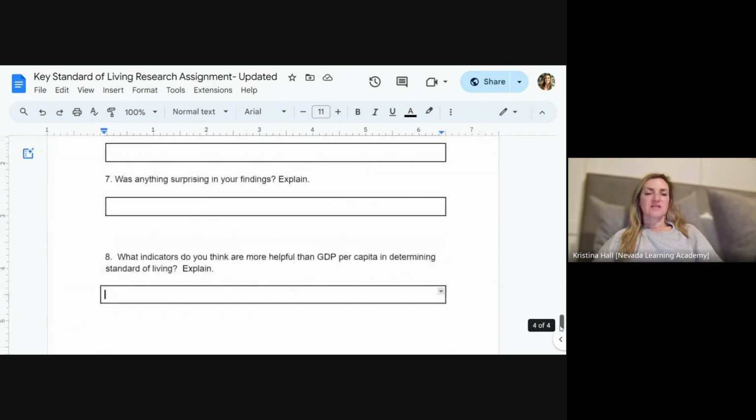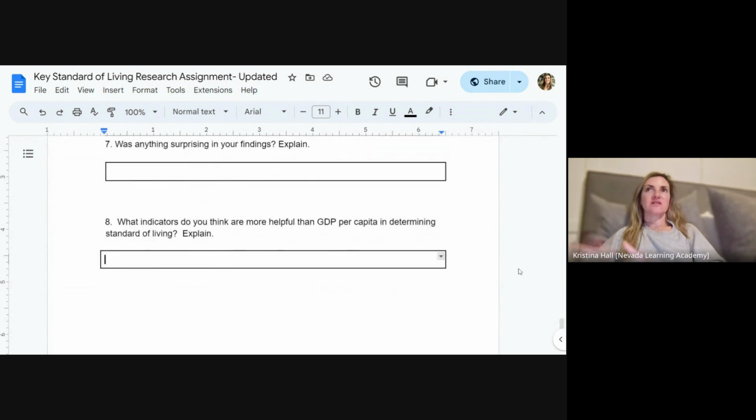But what other indicator was also most telling? Was it literacy? Was it unemployment? Was it life expectancy? Was it birth rate? What other indicator besides GDP do you feel like was the most insightful?